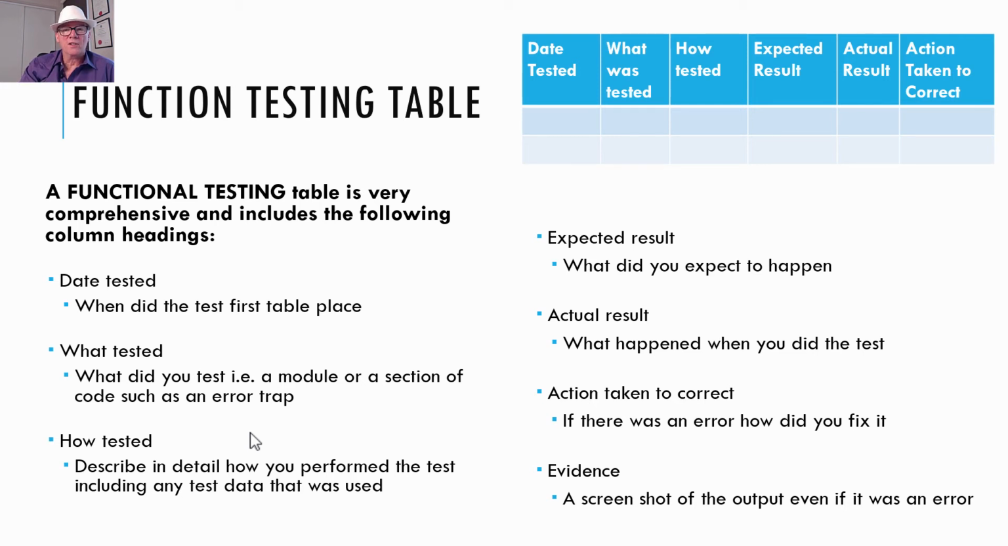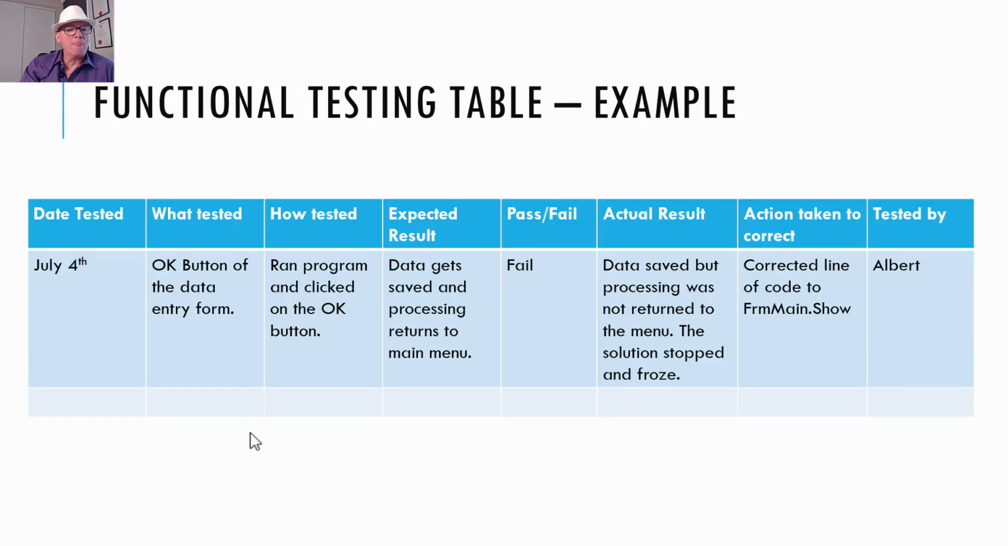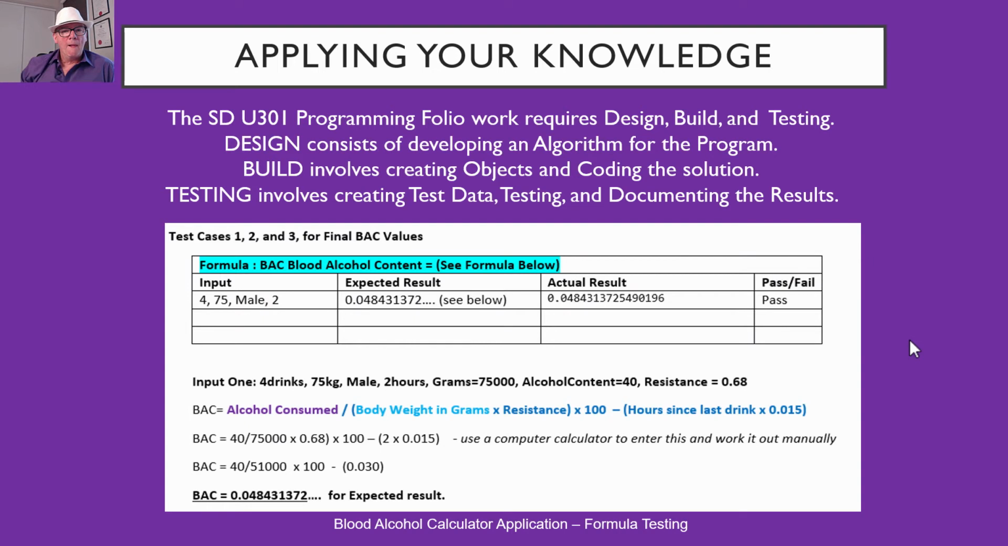Do a print screen and just capture that and put it in your testing document for each test that you do. So here's an example. We're testing a date, so you put in July 4th. What we're testing is the OK button was clicked, and this one was actually a fail because the data saved, but we didn't get the processing coming back to the main menu afterwards. So something went wrong there, so it needed some fixing. And if you were a member of a testing team, you'd put your name in there as the person that tested it.